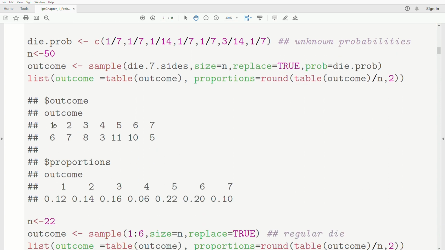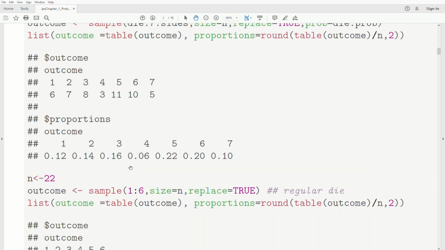So the outcome is we rolled a 1 6 times, a 2 7 times, a 4 3 times. And these are the probabilities associated with it. So we assign the probability of observing a 4 as 6%. And this is frequency estimation or frequency probability.